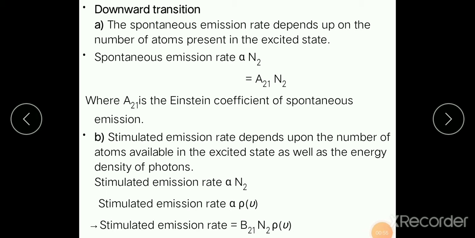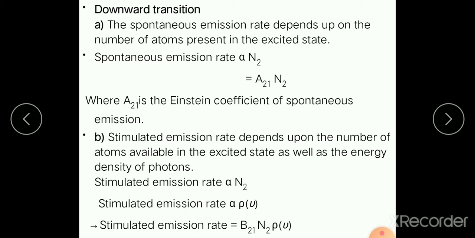Next is downward transition. This downward transition occurs in two ways. First, the spontaneous emission. The spontaneous emission rate depends only on one factor, that is the number of atoms present in the excited state. Hence the spontaneous emission rate is directly proportional to N2. The proportionality sign is removed by the proportionality constant A21, where A21 is the Einstein coefficient of spontaneous emission, and hence the spontaneous emission rate is equal to A21 into N2.